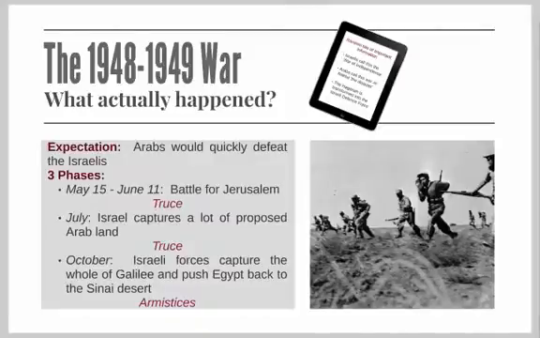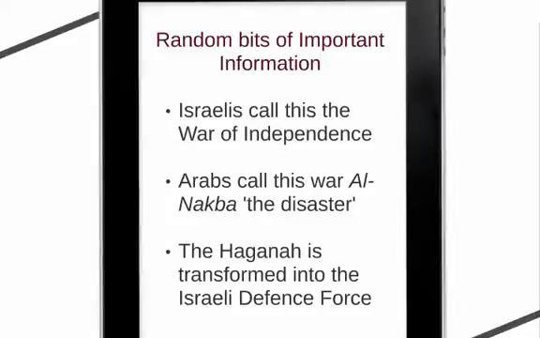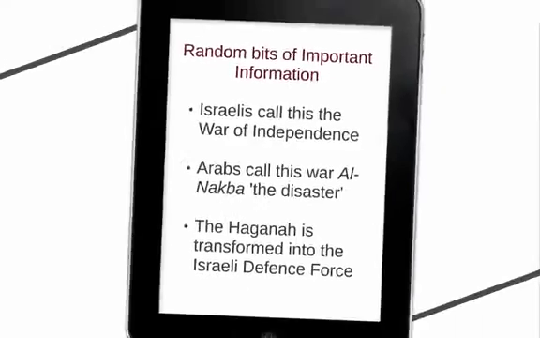But before we do, I have some random bits of information. So Israelis call this war the War of Independence, whereas Arabs call it al-Nakba, or the disaster, the catastrophe. And al-Nakba refers to the period or the events that occur from 1947 to 1949, and especially the dispossession and flight of the Palestinian Arabs, so the Palestinian refugee crisis. And the Haganah, which was a Zionist defense force, is transformed into the Israeli Defense Force and forms the backbone of the Israeli army.